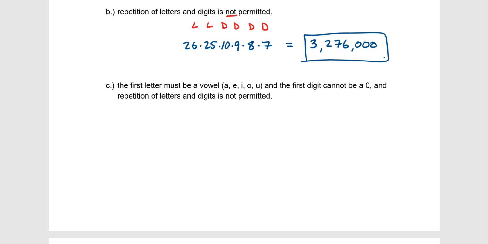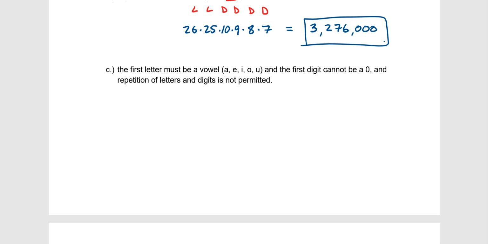And for the last one, the first letter has to be a vowel, A, E, I, O, or U, and the first digit cannot be 0, and repetition is not permitted. Okay, so let's write down what we've had written down before. 2 letters, 4 digits. If the first letter must be a vowel, that means we only have 5 options to choose from. The second one can be any letter, but since we took one of them out for the vowels, there's only 25 options left. Repetition's not permitted.